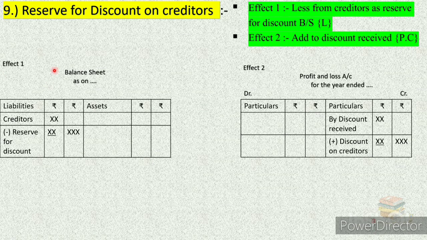As I said, the first effect in the balance sheet on the liability side is subtracted from creditors, and the amount left should be written in the outer column. The second effect in the profit and loss account for the year ended, on the credit side, is discount received, added to the amount of discount on creditors. The total is to be written in the outer column.